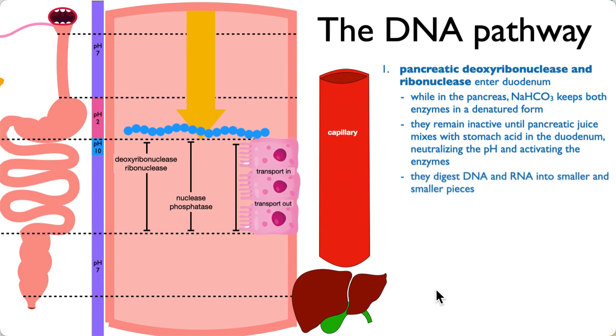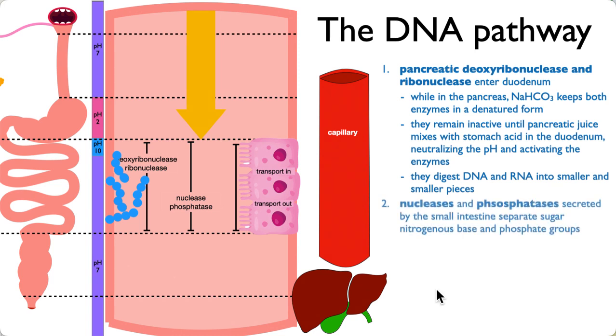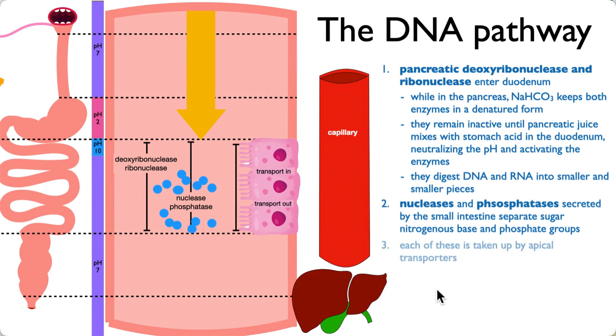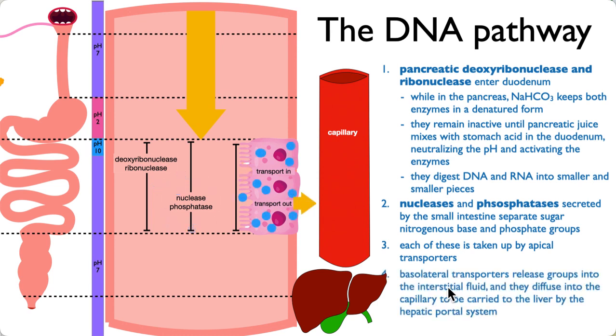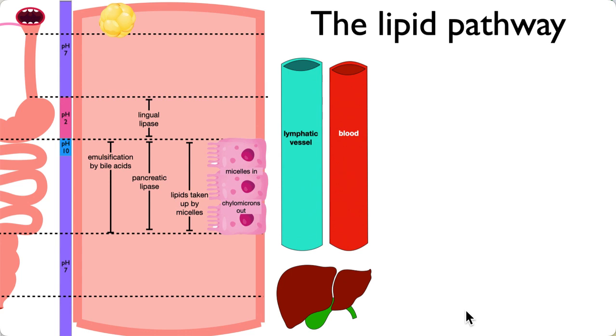And as they break down the polymers into smaller and smaller sections, eventually they're small enough to interact with the surface enzymes for contact digestion, and things like nucleases and phosphatases split the nucleotides into their component sugars, nitrogenous bases, and phosphates. And each one of these is transported through its own transporters into the intestinal cells, across the apical membrane, and then across the basolateral membrane to the blood, to the liver. There's a pattern here, which we're about to break, because now we're going to talk about lipids.